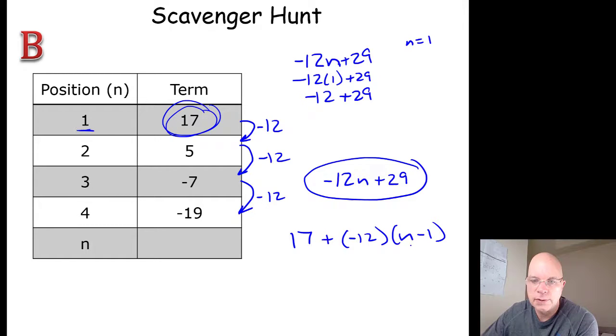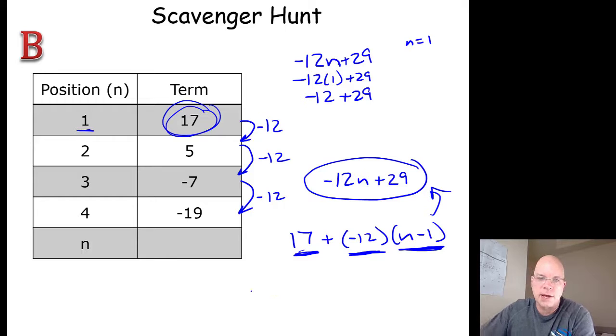But when n is 2, we would have 2 minus 1 is 1, 1 times negative 12 is negative 12, and 17 plus negative 12 is positive 5. And so that's taking the common difference, multiplying it by n minus 1, and then adding the first term. It's another way. It's equivalent to this expression. If we distributed the negative 12, you would see that.